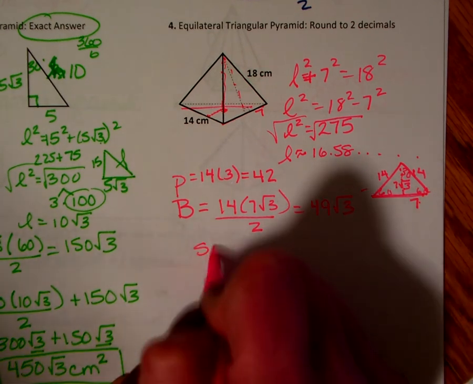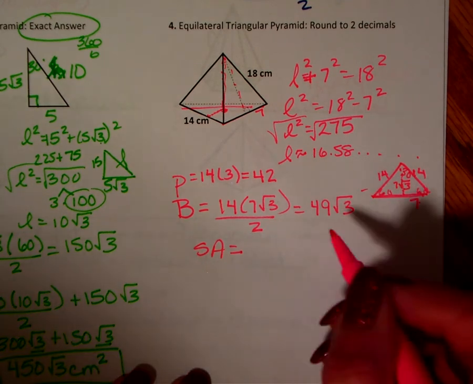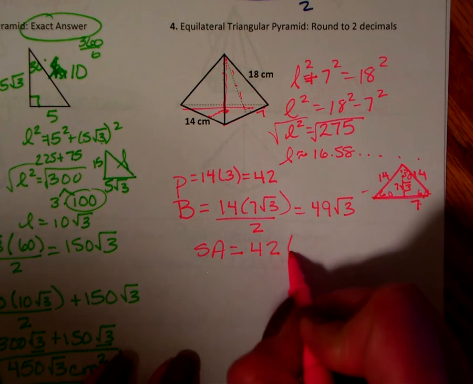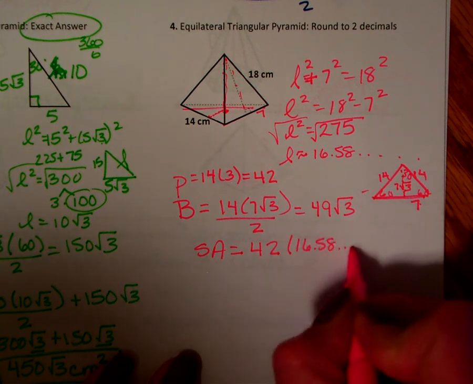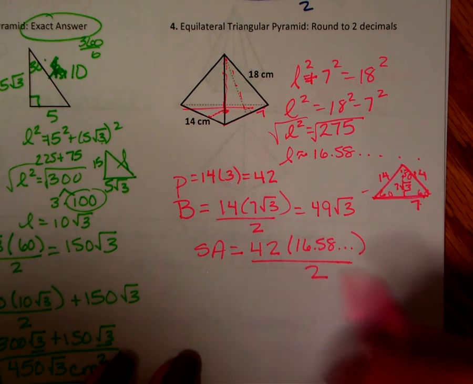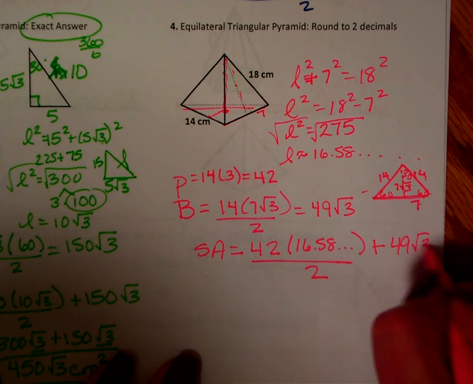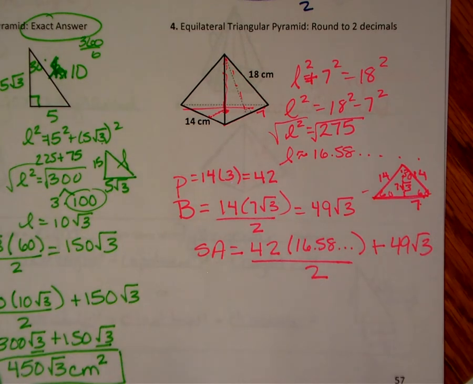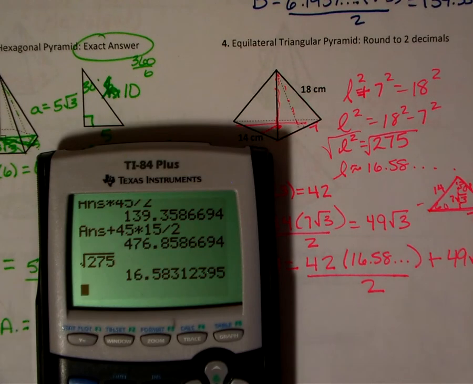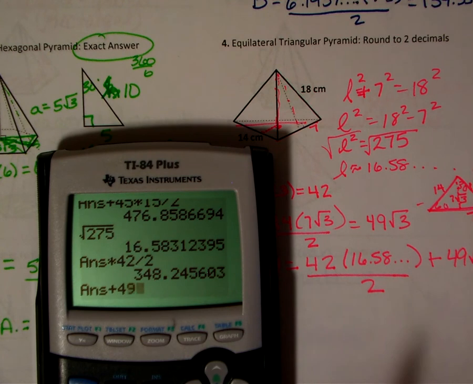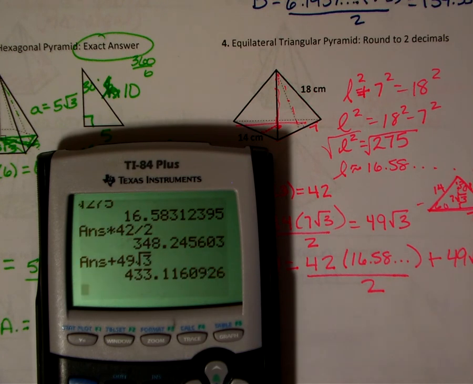Now I've got all the pieces, so to find the surface area, P is 42 times L, which was 16.58 something, divided by 2, plus the area of the base. I know we get around, but I can only leave so many things in my calculator at once, right? So right now I've got this 16.58, etc. So I need to multiply by 42, excuse me, divide by 2 to get this side. And then I need to add to that 49 times the square root of 3.